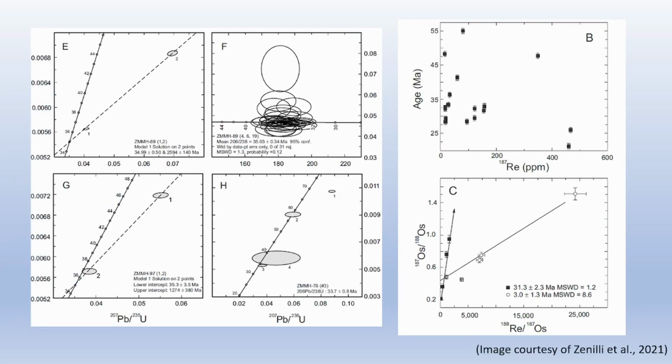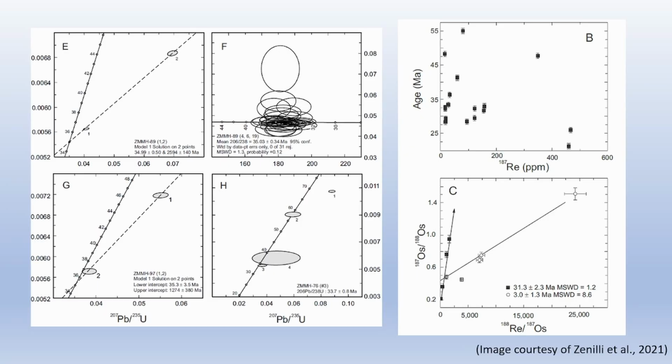Here we have dating results and geochronological diagrams. Let's start with uranium lead zircon datings. Those curved Concordia plots you see in the panels E, G, and H. You can see that instead of being all over the place, the data cluster very tightly.